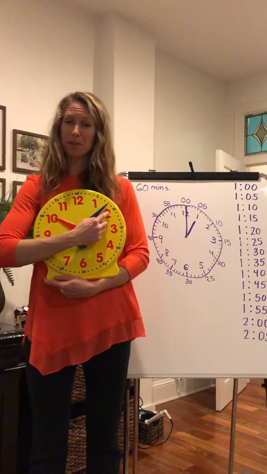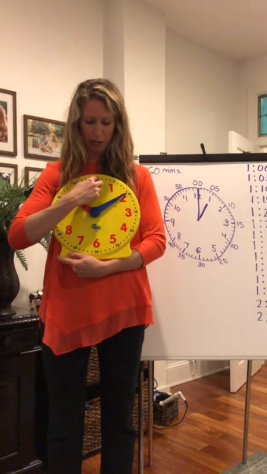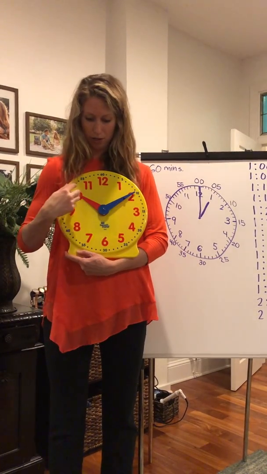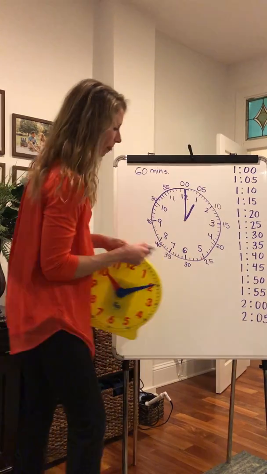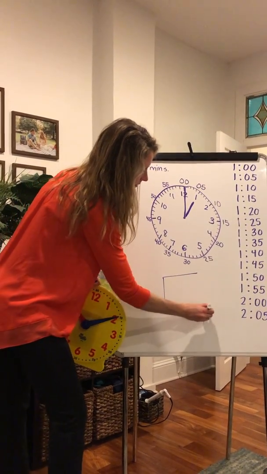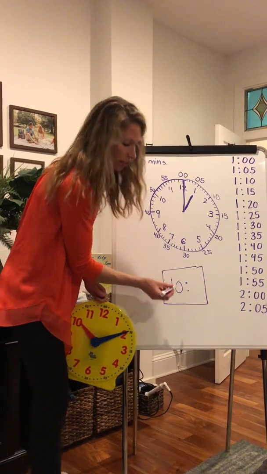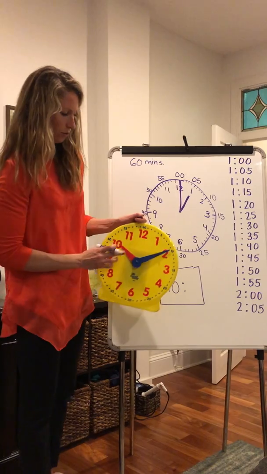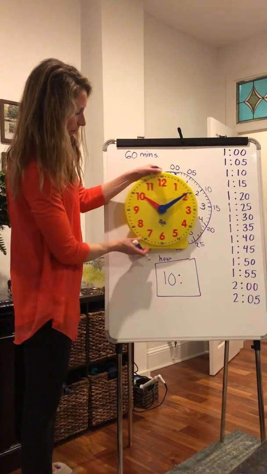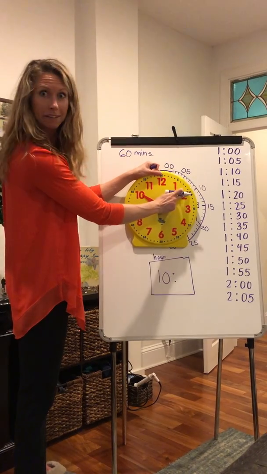So remember, this number isn't going to tell us 2 minutes. This is going to tell us I have to count by 5s 2 times. So the hour is 10. The hour always goes on the left side of the colon. So 10 is for the hour. Now my minutes, I count 5, 10.